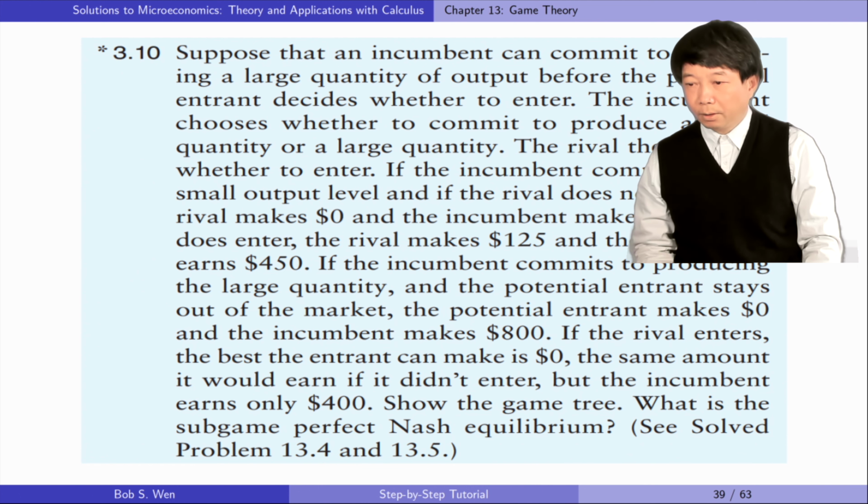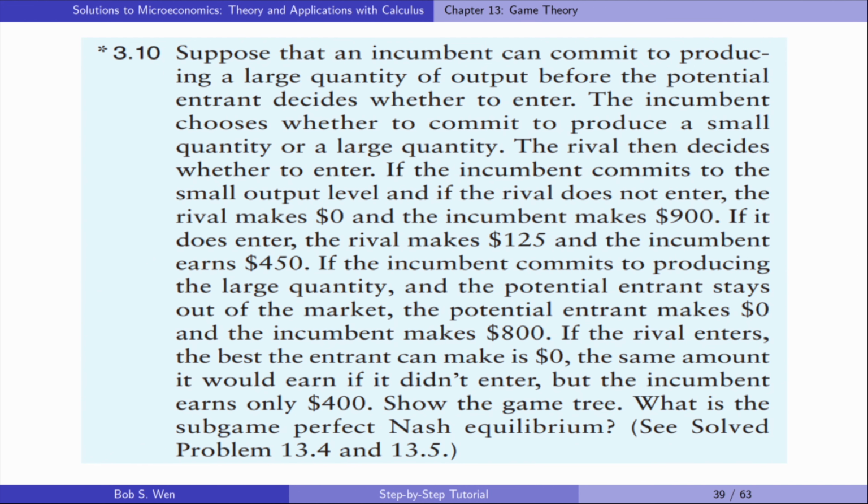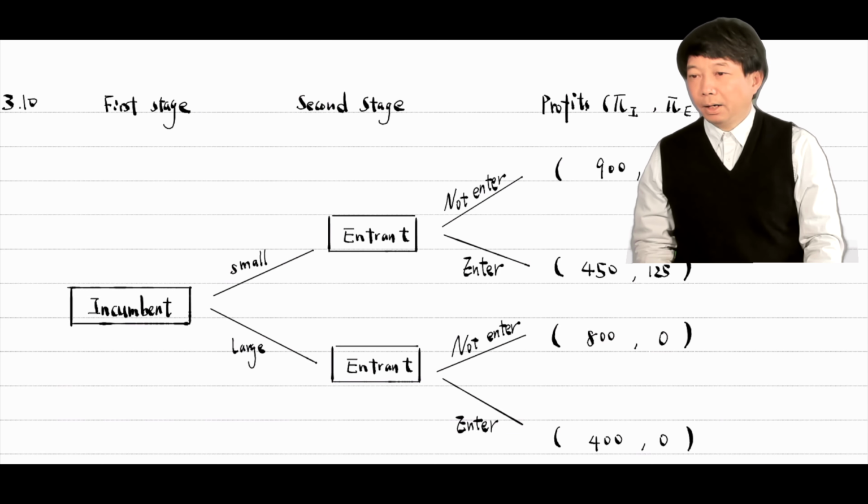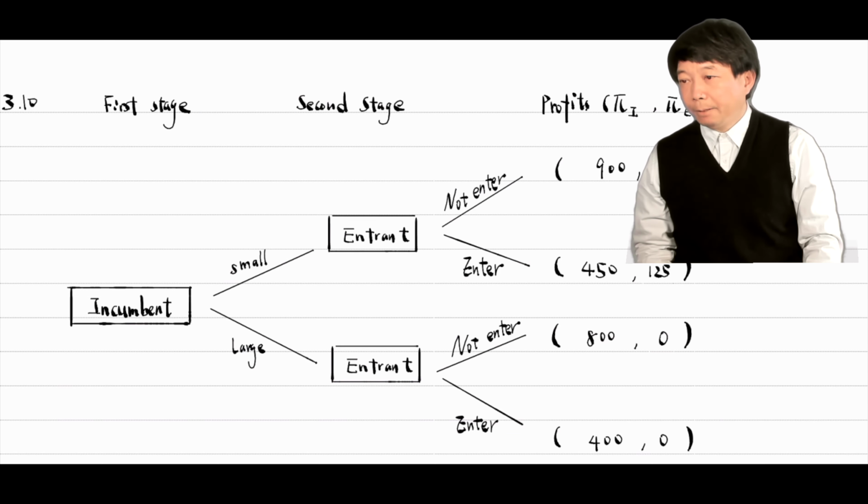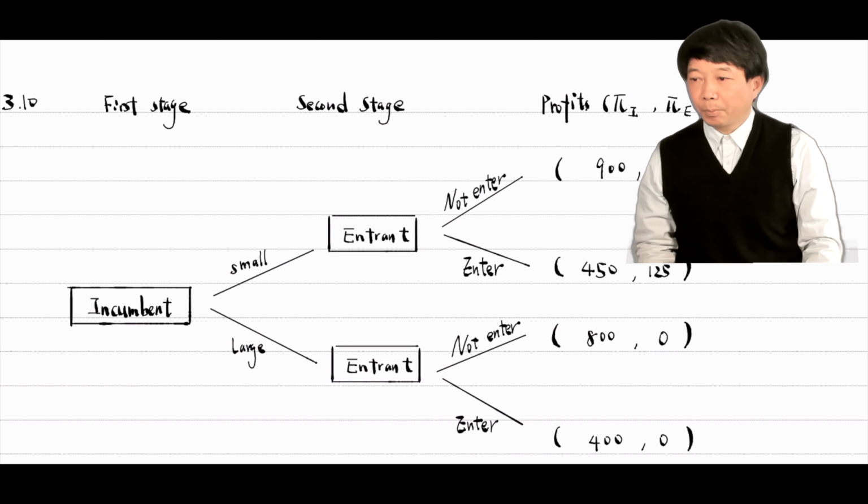Show the game tree. What is the subgame perfect Nash equilibrium? It is a sequential dynamic game with 2 stages. The incumbent moves first. We draw the game tree according to the description in the exercise and use the backward induction approach to find the subgame perfect Nash equilibrium.